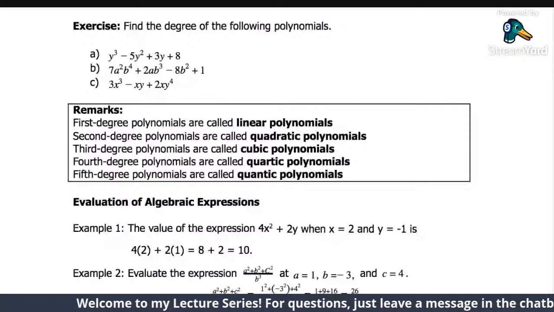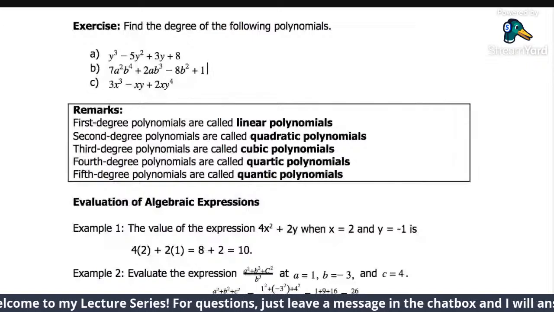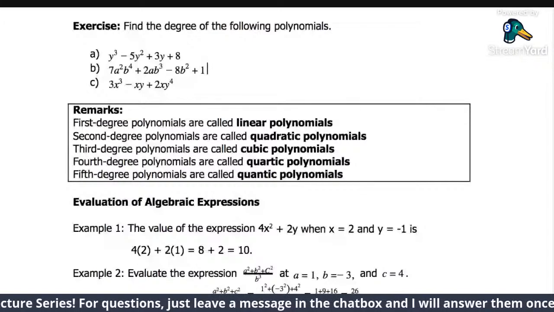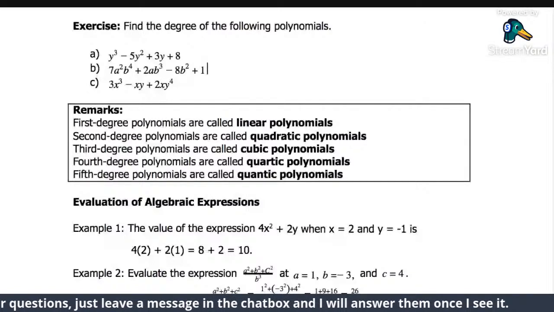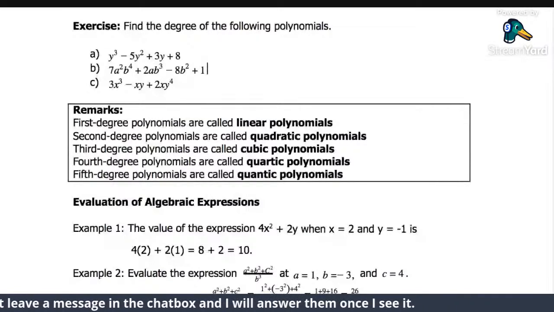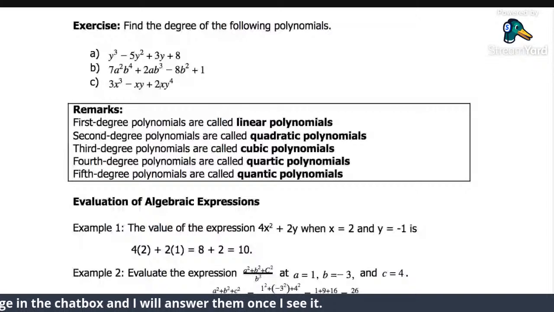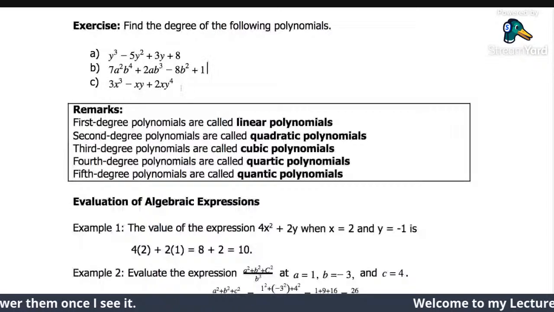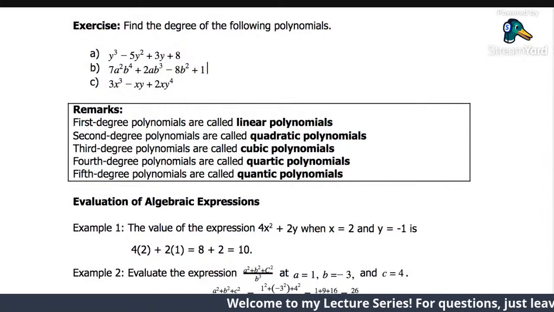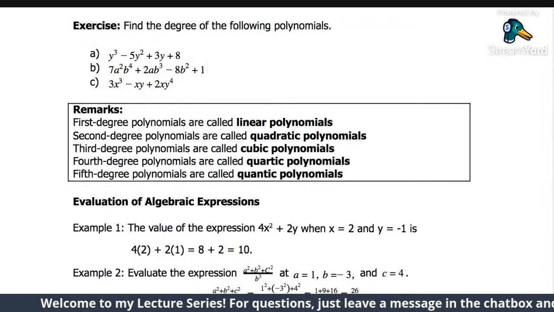That's 5 also. That's correct. So you have 3x cubed minus xy plus 2xy to the fourth. So the last term has the highest exponent, or highest degree, I mean. That's 1 plus 4 is 5. So the degree of that polynomial expression is 5. Okay? That's correct.